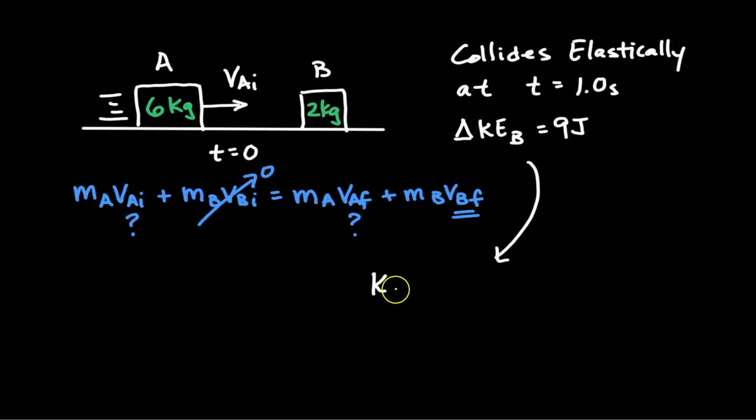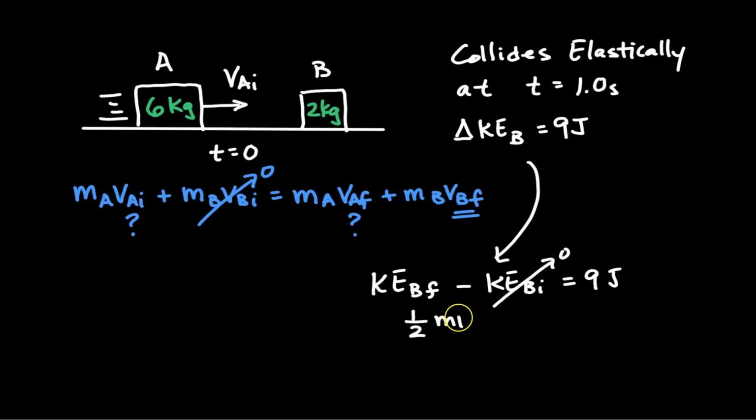However, we are given some information about the energy of block B. We're told that the change in kinetic energy of block B is equal to 9 joules. The change in kinetic energy is just the kinetic energy final minus the kinetic energy initial. Since the initial kinetic energy of the block is 0, since the block initially is at rest, this term is equal to 0. The equation for kinetic energy is 1/2 mv squared, so substituting that in, we get 1/2 m vB final squared is equal to 9.